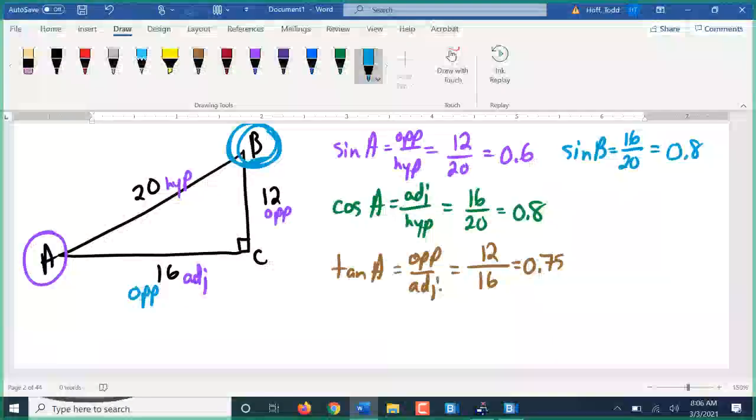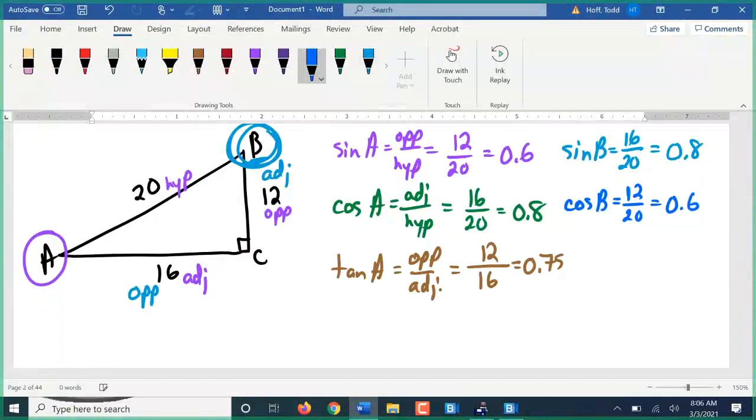If I want to do the cosine of B, the adjacent side would be 12. Good. Over the hypotenuse, 20, that's 0.6. Notice sine of A and cosine of B are the same. Why? Well, because those two angles are complements. Cosine of B is saying, what's the sine of the complement? The complement of B is A, so the cosine of B is equal to the sine of A.